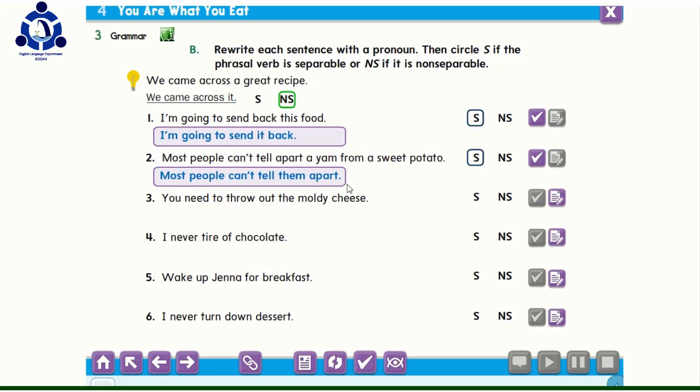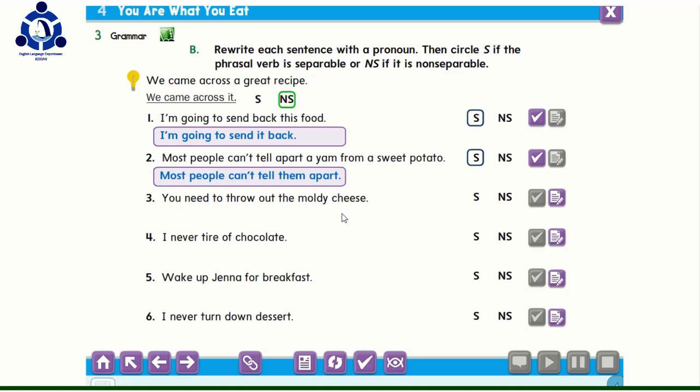Look at the third exercise. You need to throw out the moldy cheese. Where is the noun object here? The moldy cheese. I need to use a suitable pronoun.